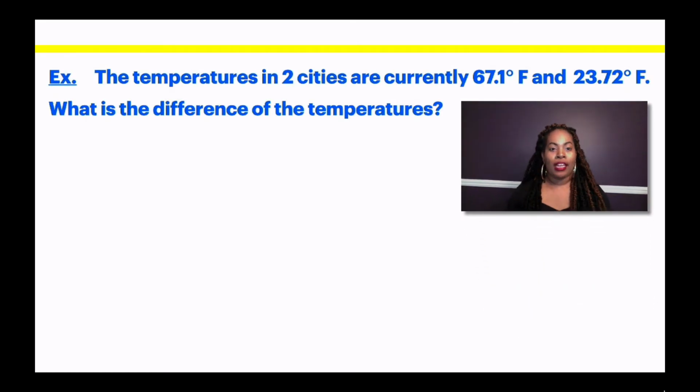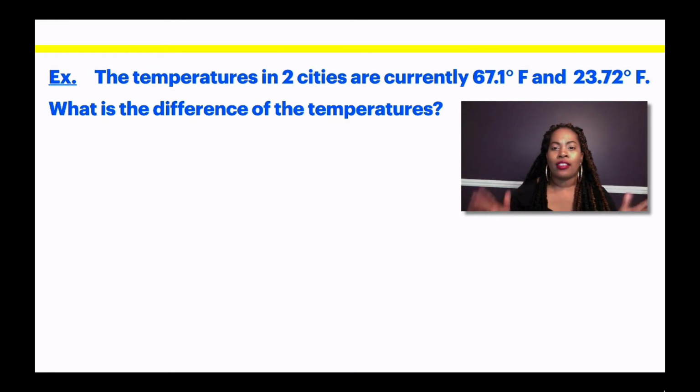Example number 1. The temperatures in 2 cities are currently 67 and 1/10 degrees Fahrenheit and 23 and 72/100 degrees Fahrenheit. What is the difference of the temperatures? Well, let's think about what I said. We said there's a difference and then there's a decrease. Now there's a key word in this problem that tells us what we're looking for. Yes, that key word is difference.